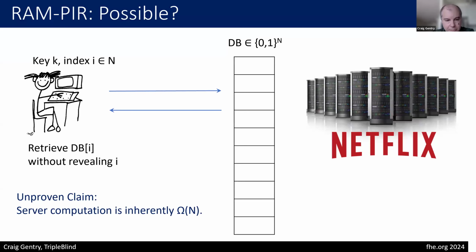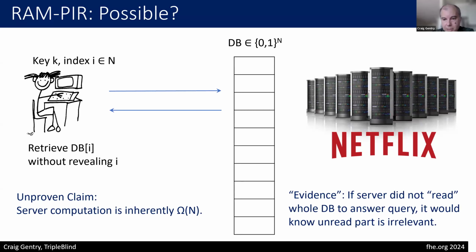So the unproven claim, the intuition, is that the server computation should be inherently order the size of the database. Why? Because if there was some portion of the database that the server didn't read, then the server itself would know that portion was irrelevant to the query. It seems kind of silly, but if the server was somehow sublinear and didn't actually read everything, and yet it still managed to respond to queries, then that seems to imply that the server already knew that portion of the database was irrelevant, which of course it can't know. So that seems like pretty uncontrovertible evidence that the server computation should be inherently order n.